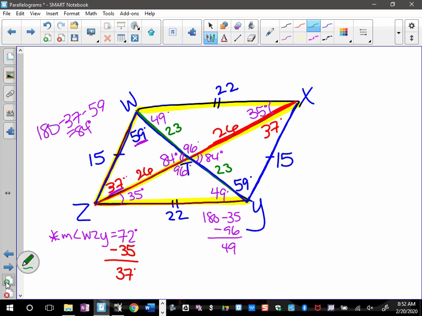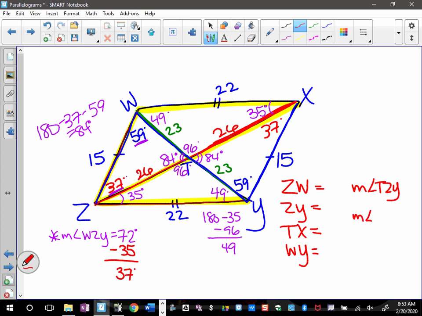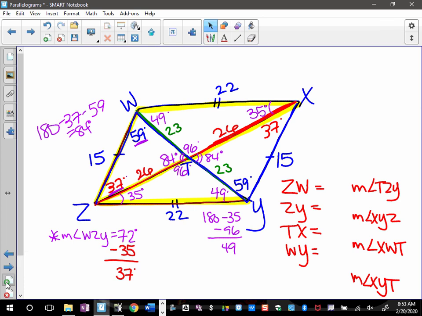You don't really need all this work outside anymore, but I do need to go answer all of those questions. So when I do that, it has ZW, ZY, TX, WY, measure of angle TZY, measure of angle XYZ, measure of angle XWT, and finally measure of angle XYT. Okay, so now, again, everything's labeled. I just have to find it all.